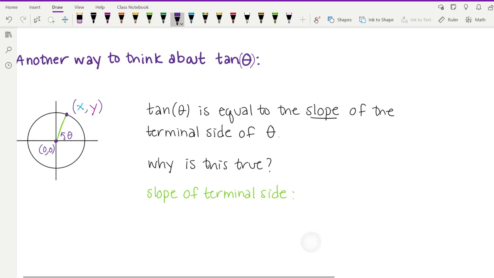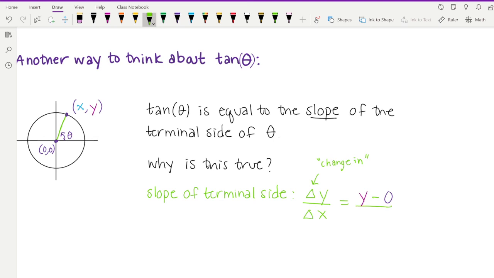So how would you find the slope of the terminal side? We would do the change in y. You may have seen this symbol before, delta. This symbol means change in. That's what that delta symbol, that triangle, means. So we're going to do our change in our y coordinates over our change in our x coordinates. In this case, what would that end up being? Well, the change in the y coordinates would be y minus 0. And then the change in the x coordinates would be x minus 0.